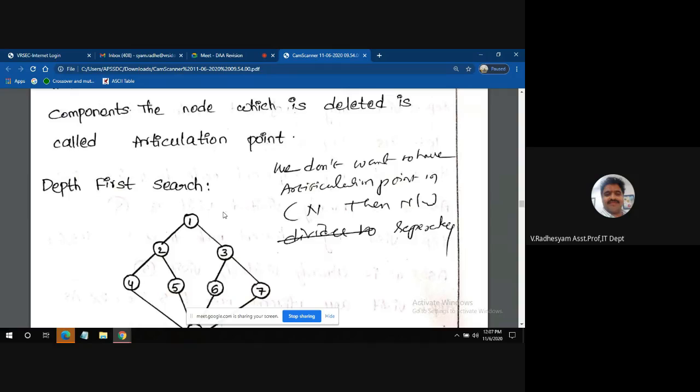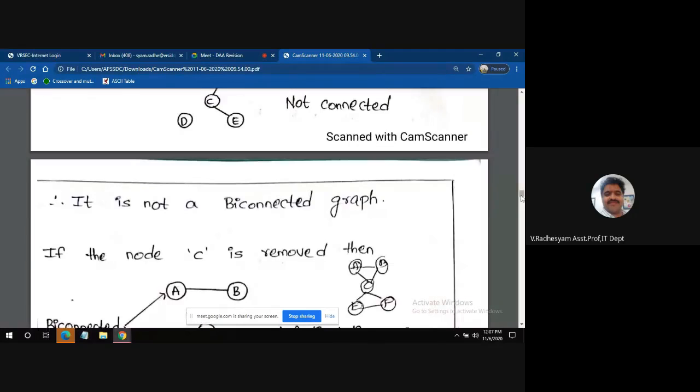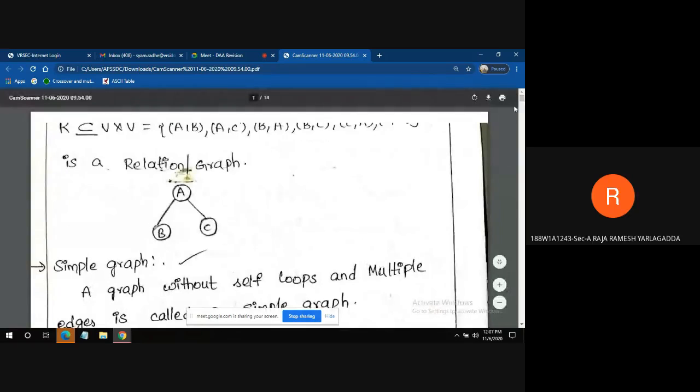But anyhow, whether this concept has reached or not, please tell me. If you have any doubts, please ask me. Sir, immediately, articulation point మళ్ళీ చెప్తారా sir? Yes.